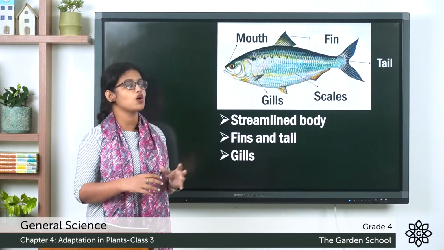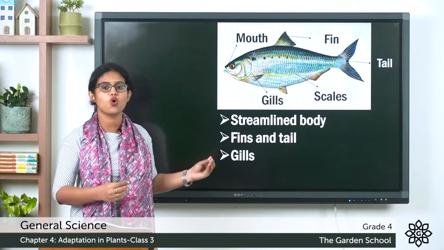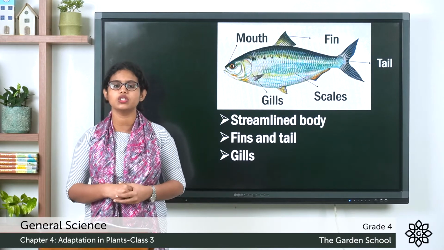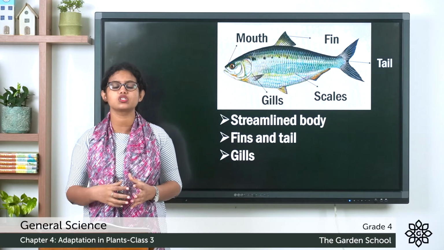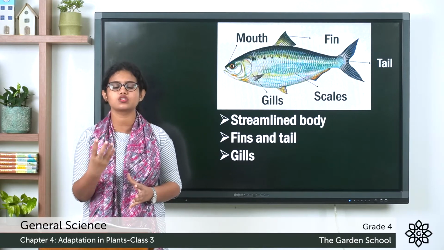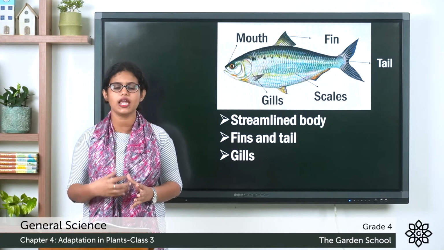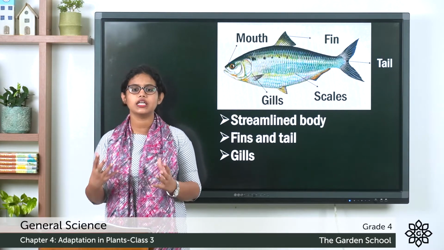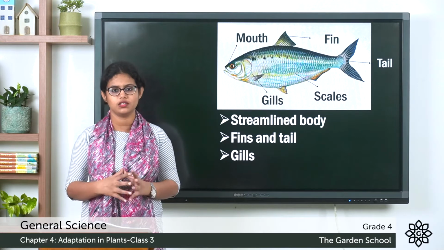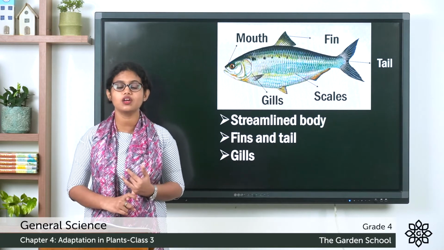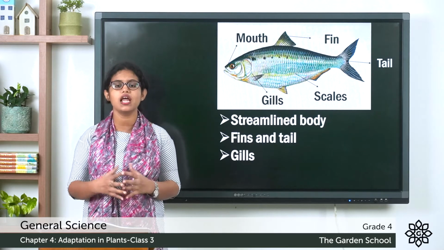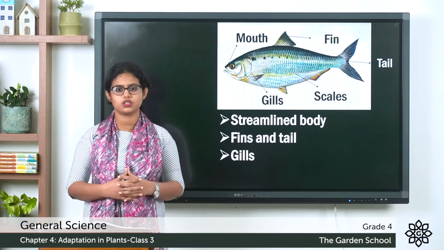You can see the mouth of the fish. So they take in water through their mouth and the water passes through the gills. And when the water moves through the gills, the oxygen in the water enters the blood, so the gills are filled with blood. So how do they breathe? They breathe through their gills, the oxygen that is dissolved in water.